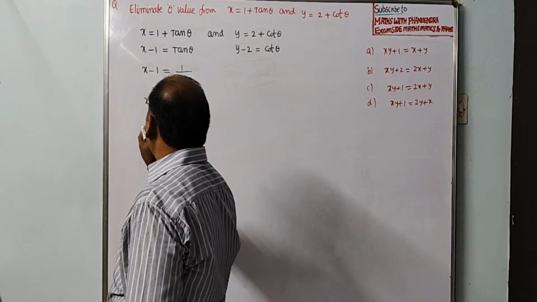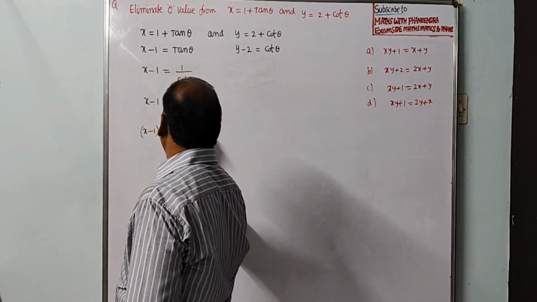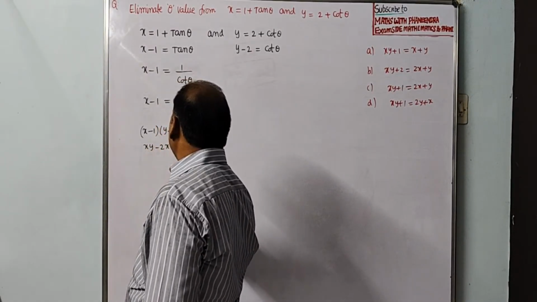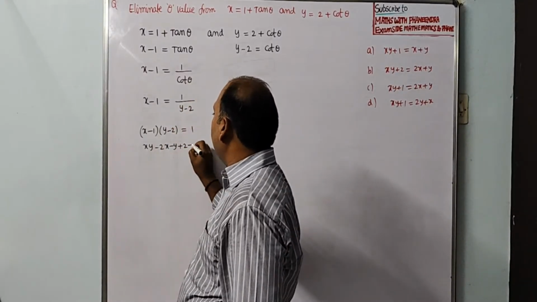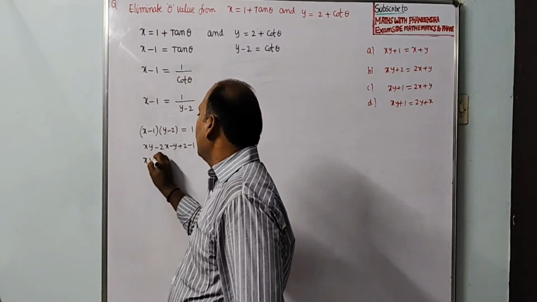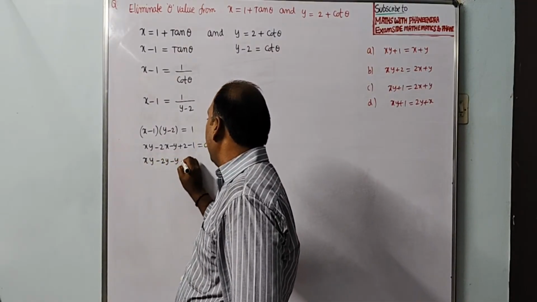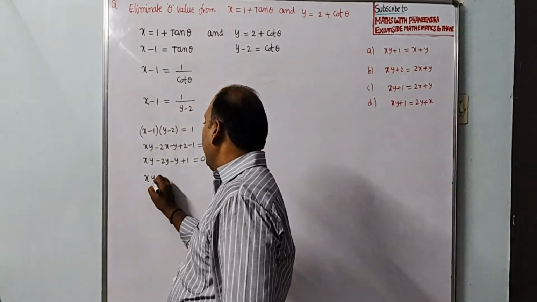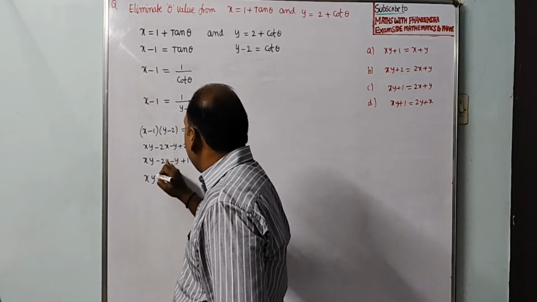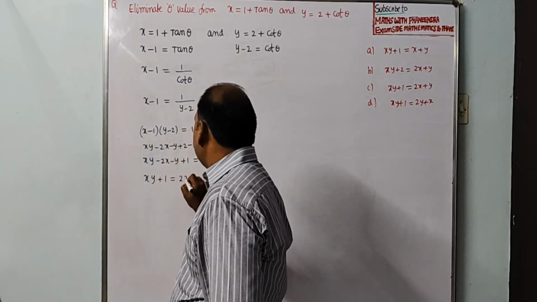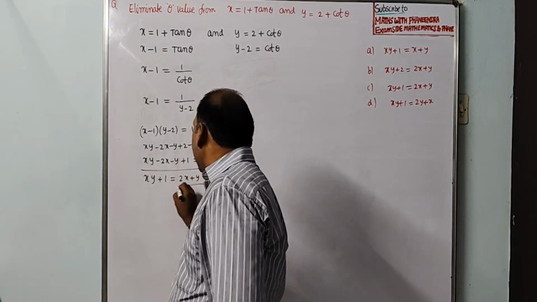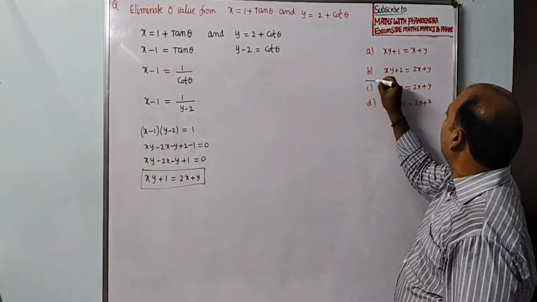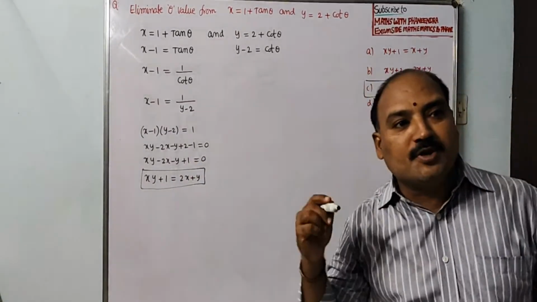So (x minus 1) into (y minus 2) is equal to 1. So xy minus 2x minus y plus 2, that one also bring this side, minus 1 equal to 0. So xy minus 2x minus y plus 2 minus 1 is 1. So these minus values bring this side, xy plus 1 equal to 2x plus y. This is the required equation. In this, theta was eliminated. Xy plus 1 equal to 2x plus y. It is there in the third option, dear students.